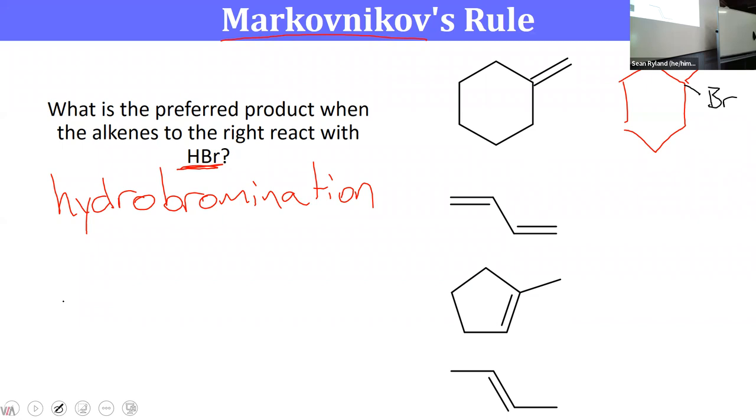How about, let's save the second one for a second. What about the third? Breaking a pi bond, putting a hydrogen on one side and bromine on the other. So where does the bromine go? With the methyl, good. And then how about this last example? Does it matter where we put the bromine?